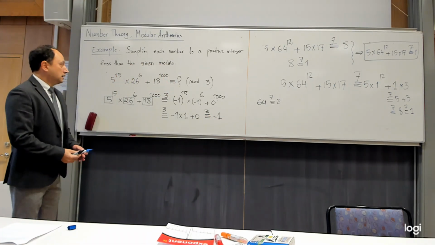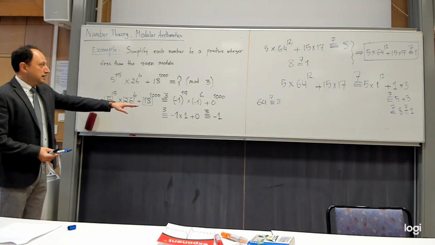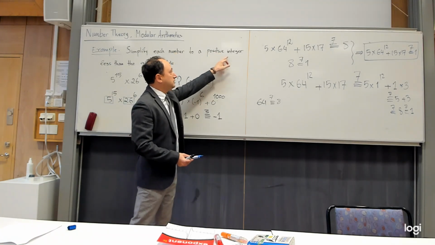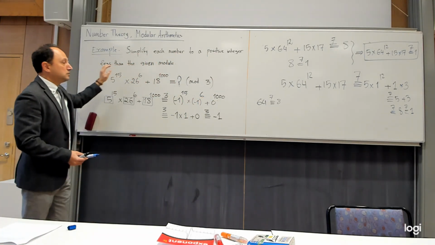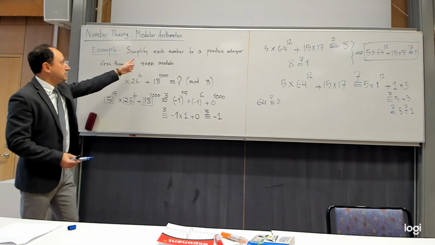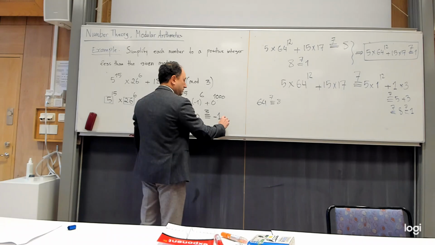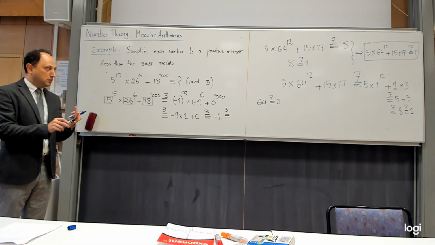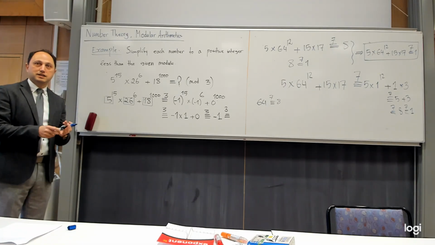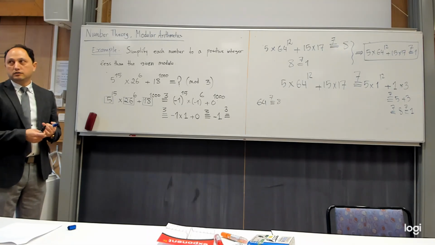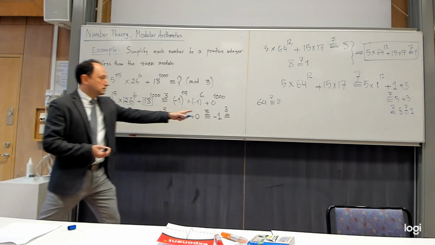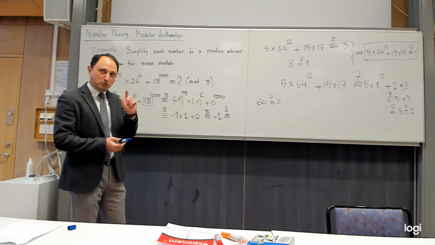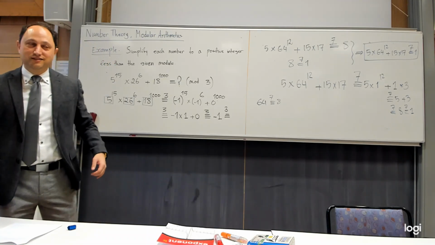Of course, this is completely correct, but according to the problem, I want to simplify each number to a positive integer smaller than the given module. So it means because of this expression, I have to continue one more step. Can you tell me what should I write? I want to have a positive number smaller than the module itself. What should I have? I know this is a little bit hard in the beginning, but you get used to it immediately. What's that number?